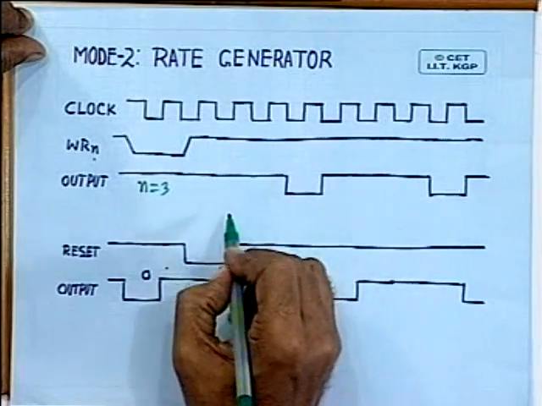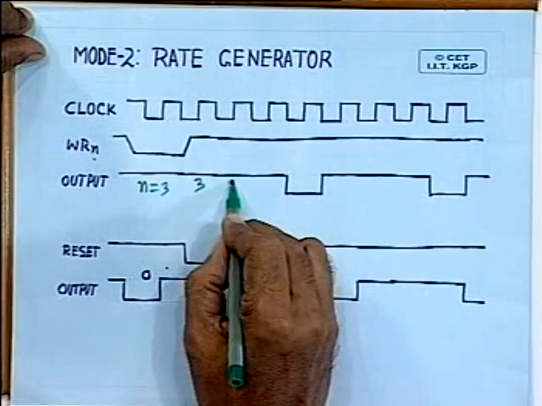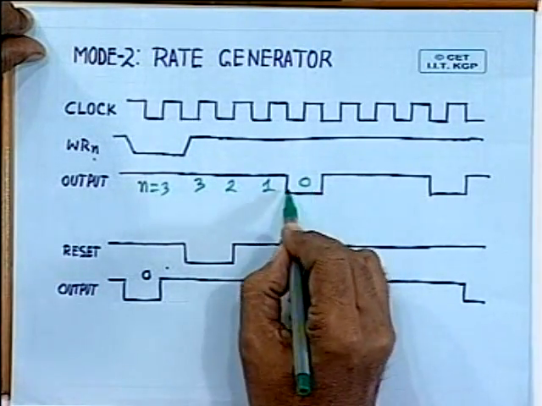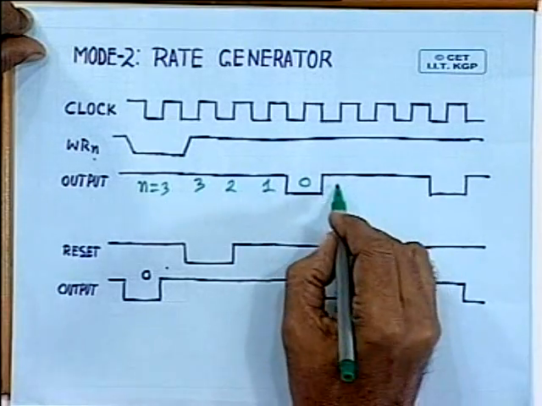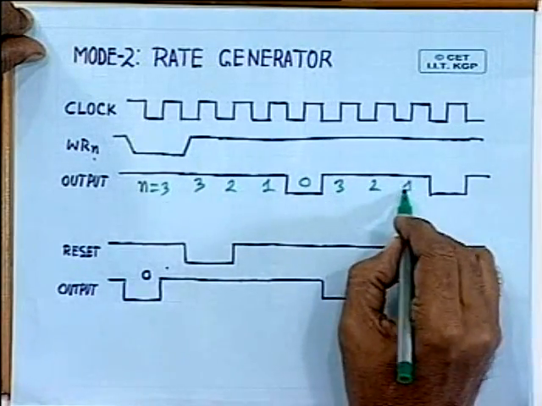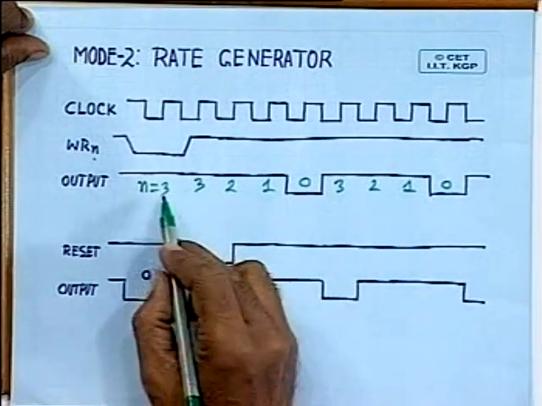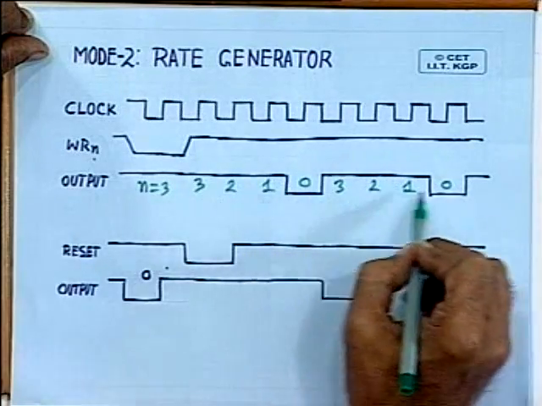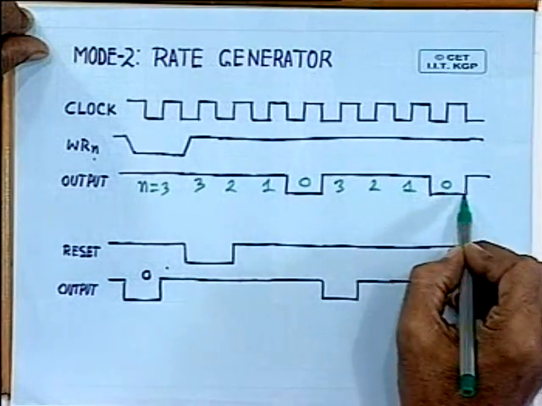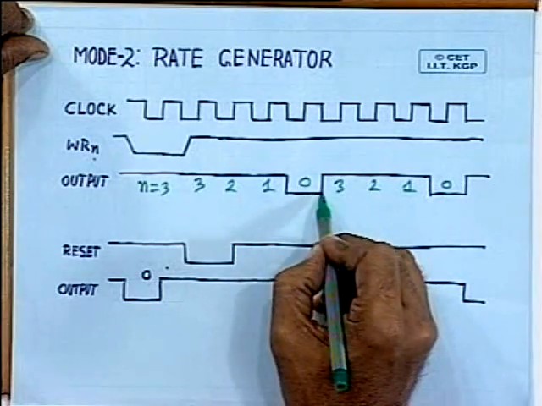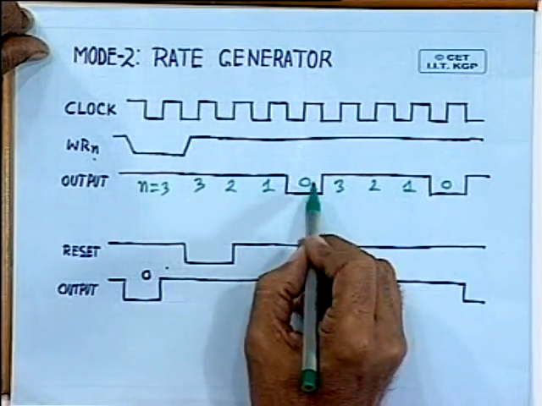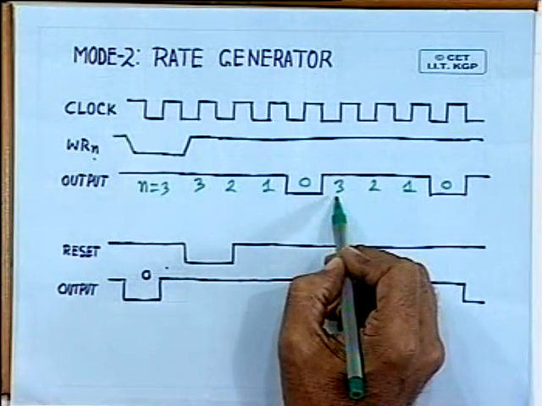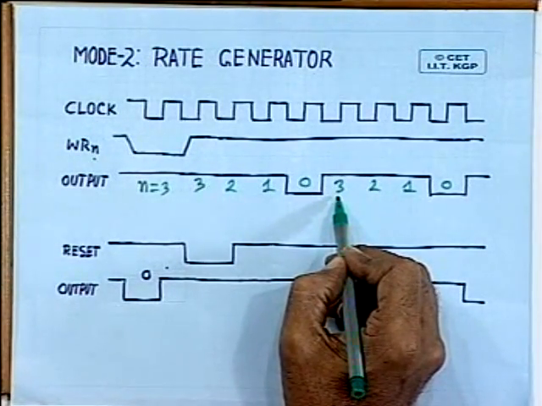Then as you can see here, this is 3, 2, 1 and 0. So for this 0th clock pulse, it goes low, and again 3, 2, 1 and 0. So this is the rate generator. You are generating, and this will keep on generating a strobe, a pulse of duration 1 clock period when the countdown occurs for the 0th value, and again the register is being reloaded with the same value internally.